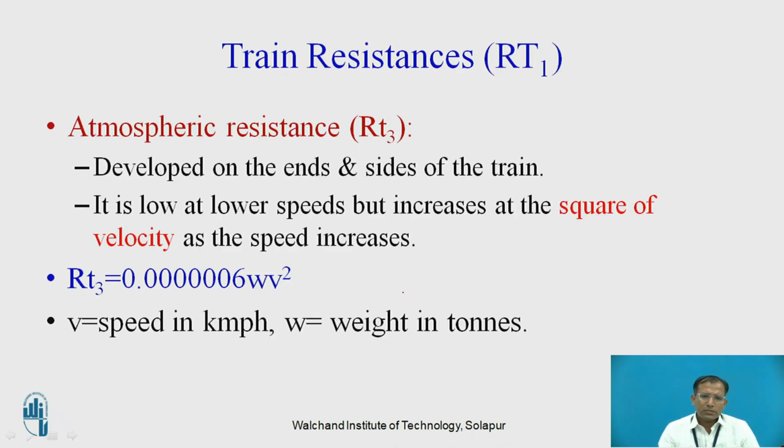Next one is atmospheric resistance. Here again it is considered at the ends and sides of the train. It depends upon the square of the speed. It is given by 0.006 WV square. Again V here does not indicate the speed of the wind; here V indicates the speed of the train in kmph, and again W is the weight of the train in tons.